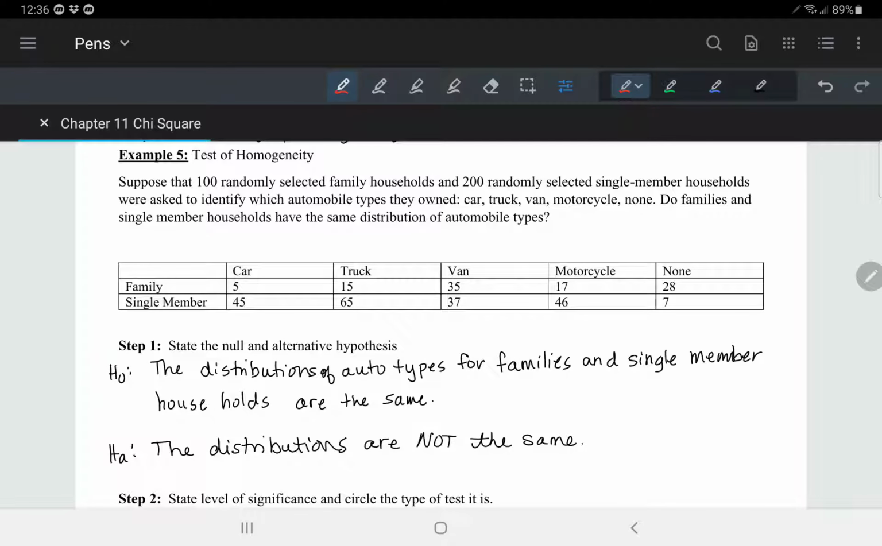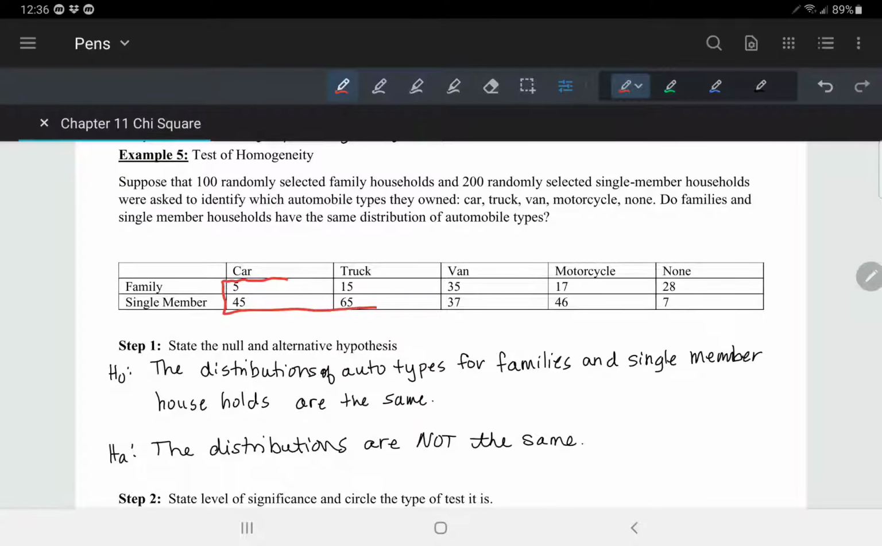In this example, we'll look at the chi-square test of homogeneity. Suppose that 100 randomly selected family households and 200 randomly selected single-member households were asked to identify which automobile types they owned. Do they own a car, a truck, a van, a motorcycle, or none? Then we can ask the question, do families and single-member households have the same distribution of automobile types? So below, the data is summed below in our contingency table.